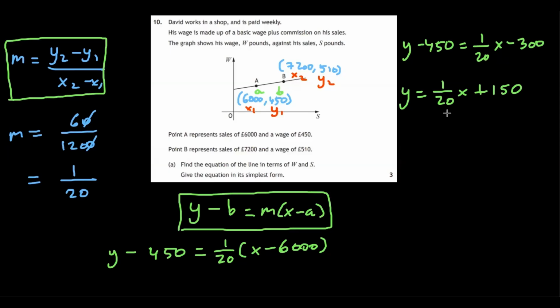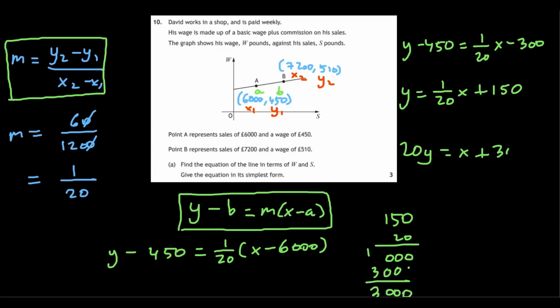I guess this wouldn't be in its simplest form though, because we've got a fraction for this term. So we can just multiply through by 20, and that would give 20y equals x plus 150 times 20. So let's just do that quickly. So it would just be 3,000. And that would be the equation.